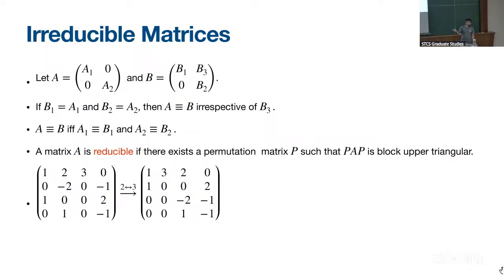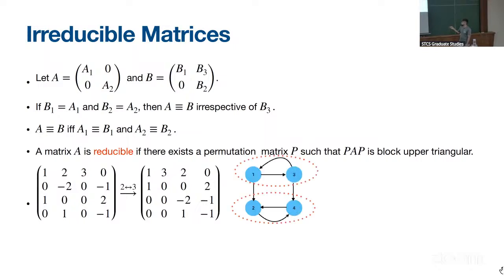That will not be reducible. It will be called an irreducible matrix. So, checking, another easy way to see whether a matrix is reducible or irreducible is to draw a related graph.